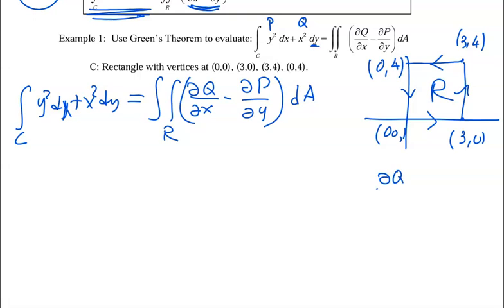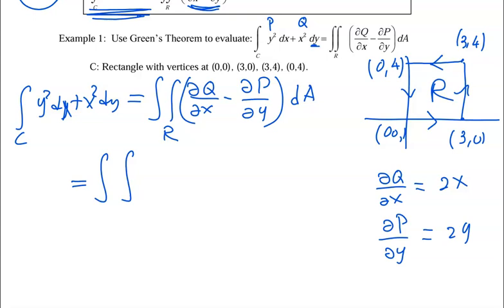the partial derivative of Q with respect to x, which is just 2x. The partial derivative of P with respect to y is 2y. So I can rewrite this as the double integral over R of 2x minus 2y dA, right? So dA, and this is your R.